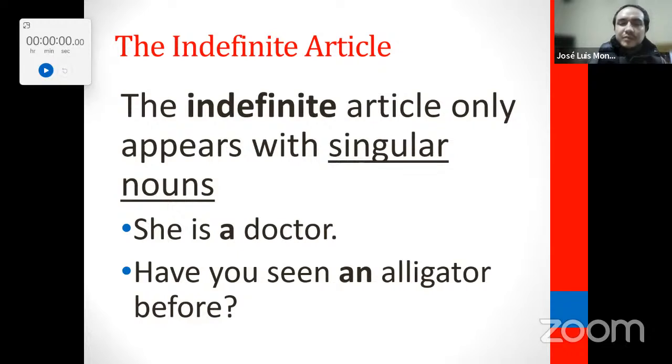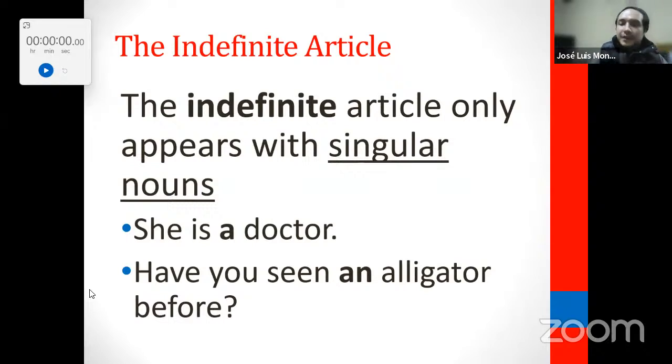This is very easy, so I'm going to read this for you. It says, the indefinite article only appears with singular nouns. You know that one, right? Singular nouns, not for plural. So a doctor, and it has to be there. If you say she is doctor, is that correct or incorrect, Karen? I think that is incorrect. It is incorrect. In English, it's incorrect if you say she is doctor.